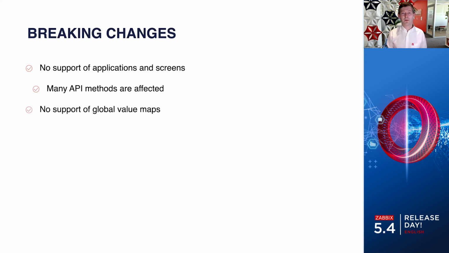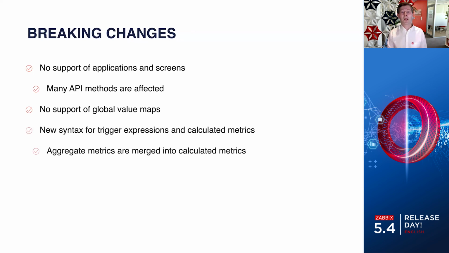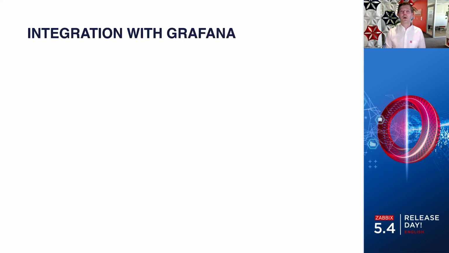We do not support global value maps, so we have to switch mentally from supporting value maps globally to supporting value maps on a template level, or in a host level. Of course, the template level is a preferred one. And another change, but I think we all could very quickly switch to a new syntax because it's really easier. It's easy to understand the logic, easy to understand the syntax. So again, now we have a new syntax for trigger expressions and calculated metrics, and no more aggregated metrics. So aggregated metrics are merged into calculated metrics.